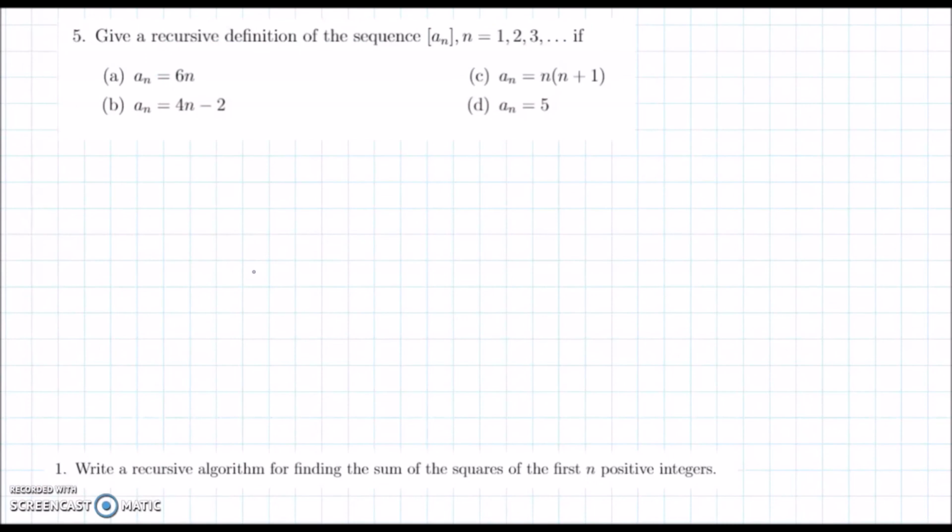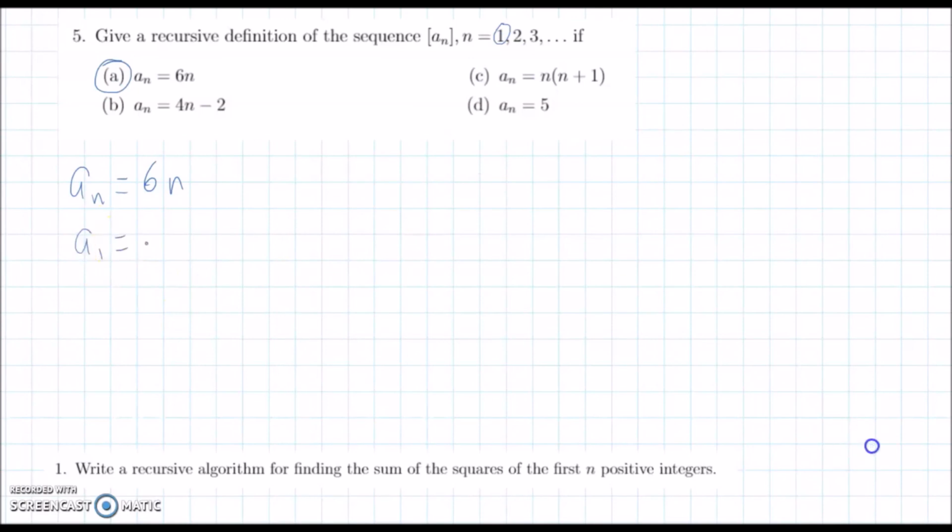So in this one, we're kind of doing the opposite. We are starting out with a sequence, and we want to write it recursively. So again, I'm just going to do the first one. So a_n is defined as 6 times n. So let's write out some of the terms. And notice we are starting at 1 here.